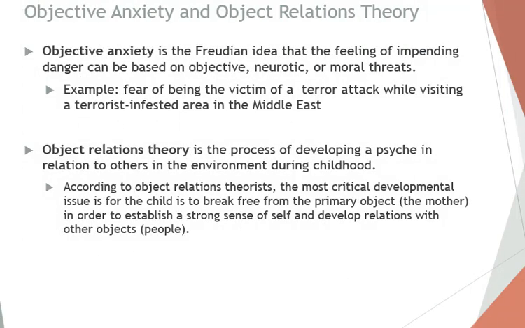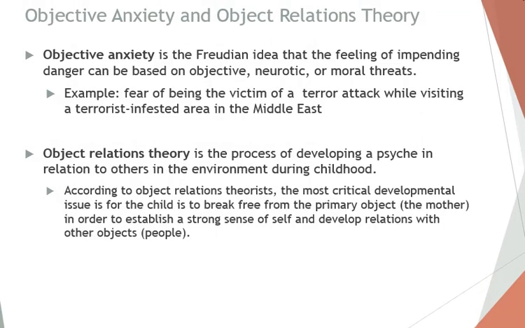Finally, we finish up with a couple more aspects of psychoanalysis: objective anxiety and object relations. Objective anxiety, again, an idea that was fathered by Sigmund Freud, as many of the things that we've discussed have been, is that the feeling of impending danger can be based on objective, neurotic, or moral threats. The idea that there are real threats out there would be an objective threat. Neurotic threat is when somebody suffers from a neurosis because of heightened anxiety or some other similar thing, and moral threats where there is some sort of an actual environmental stimulus that causes people to fear something. That is what causes anxiety.